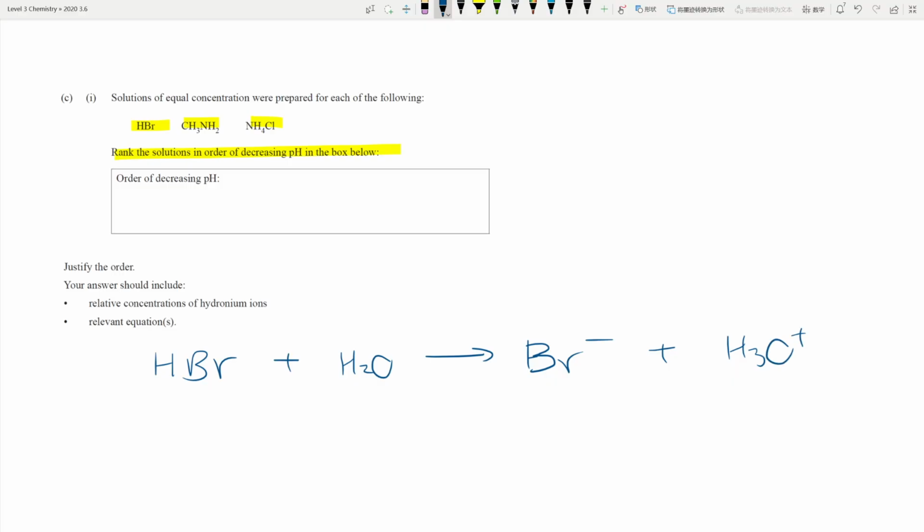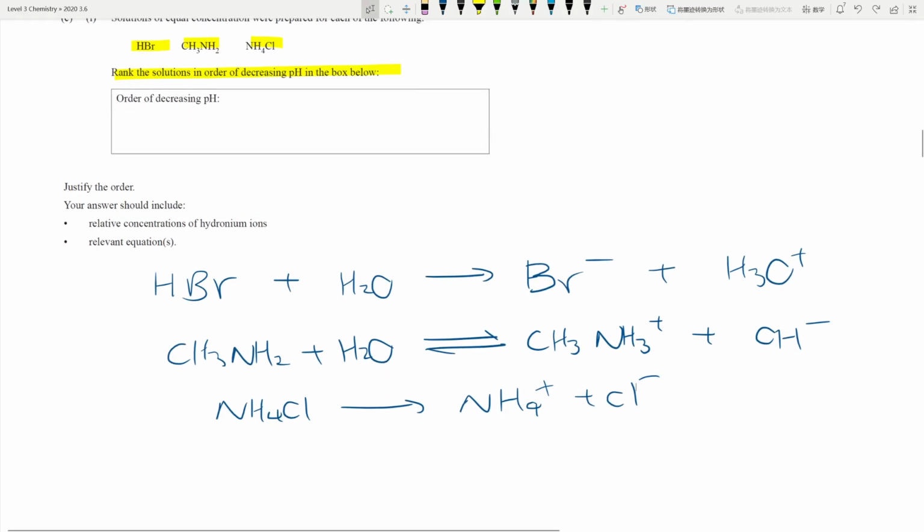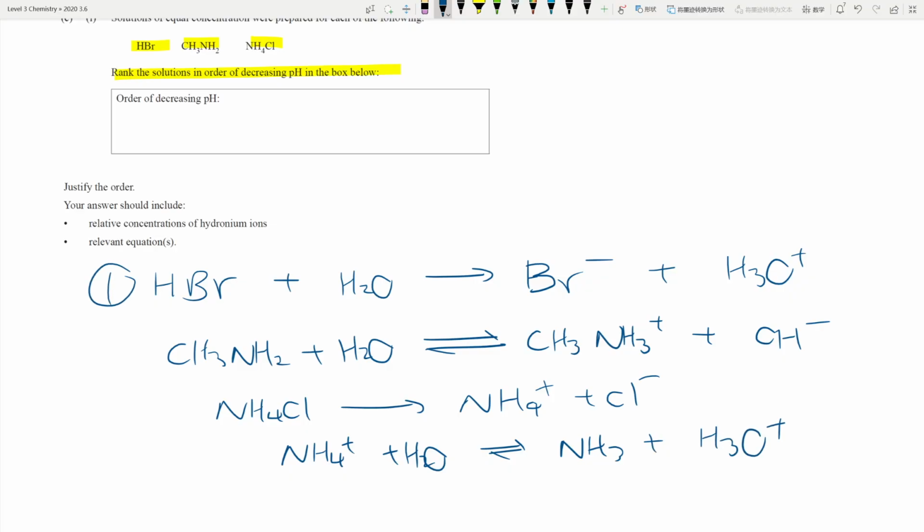I'll just go through this question first, and then we'll talk about it. CH3NH2 is a weak base. That means it's going to accept a proton. And the next one is NH4Cl, which first dissolves into NH4 plus and Cl minus, and then the NH4 plus will further dissociate into NH3 and H3O plus. Okay, so the three species are given right here.